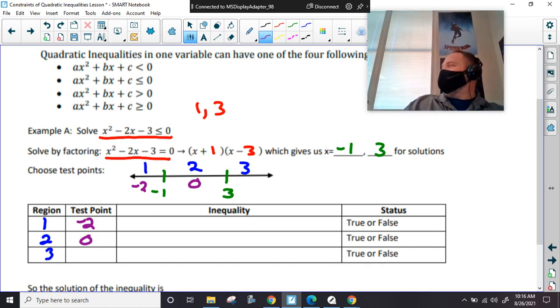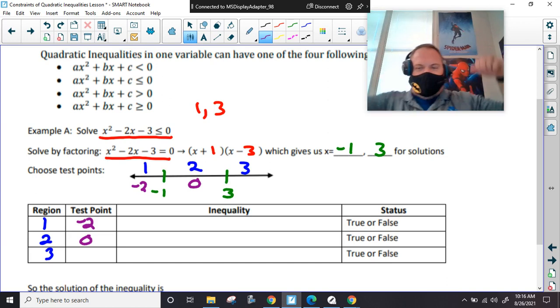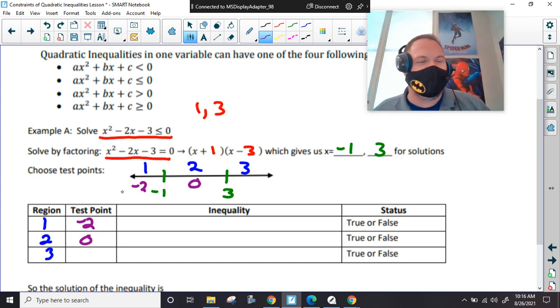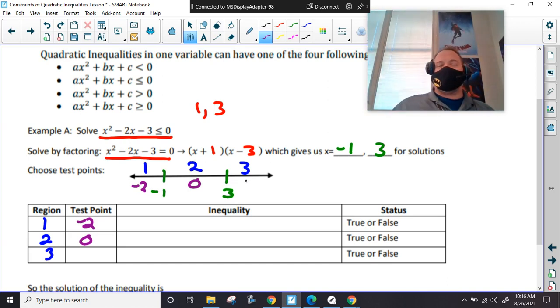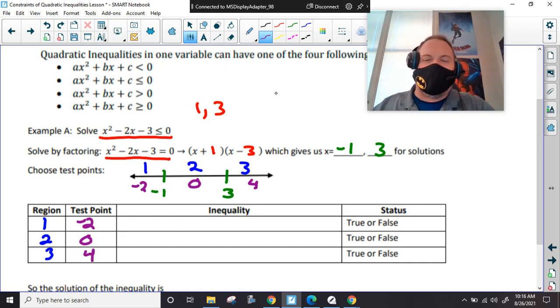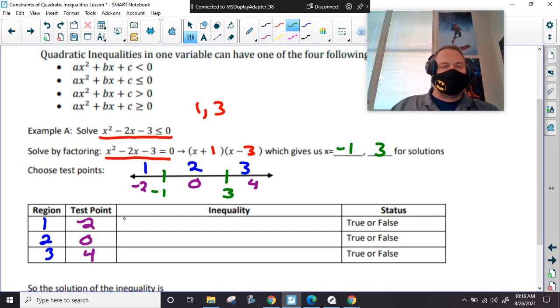All right. So, what is the number that is bigger than 3? 4. It's kind of like SpongeBob. You know what's 224? 25. Okay, so now, this is what we get to do. We're going to plug in.